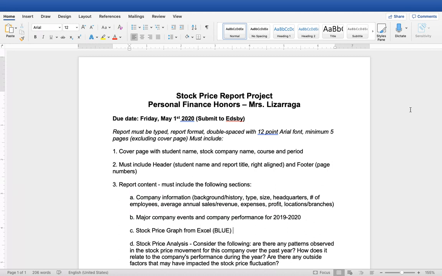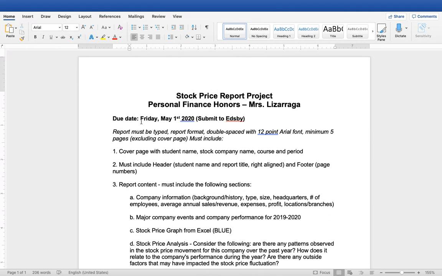So now it's time to put it all together and create a report explaining what has happened over the past year with a particular company, why the prices of the stock has fluctuated as they have according to your data, and you will present it in a report format and submit it to Adsby. So what you see over here is the outline for your project.